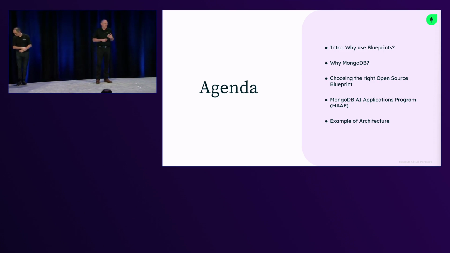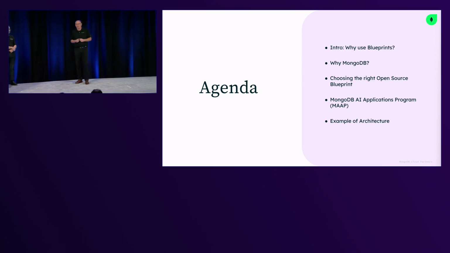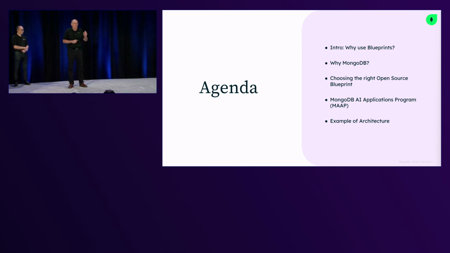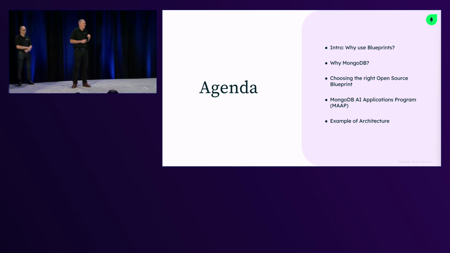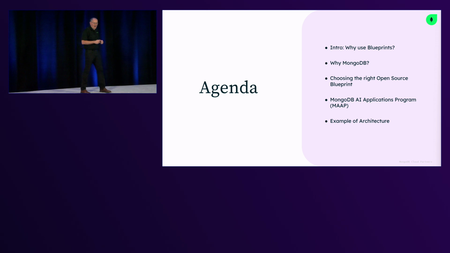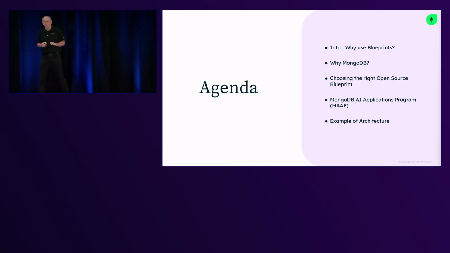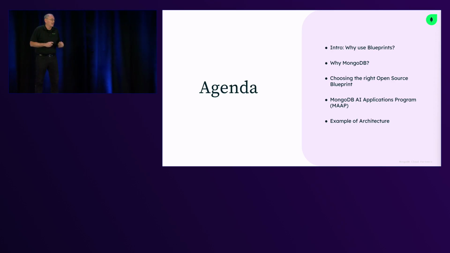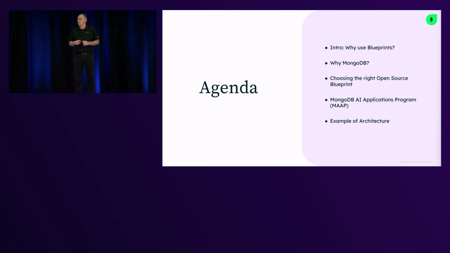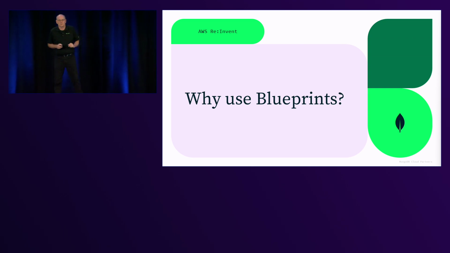So today we're going to talk a little bit again why. The first thing we'll talk to is why blueprints, right? Why do these things make sense for developers? And then a little bit about why MongoDB. That's what I'm going to talk to you about: what is MongoDB doing that's so unique in the AI space that makes it important for you to be aware of us. And then Fred will break down a little bit on choosing the right open source blueprint. Shane and Fred will get into this content, and we'll talk a little bit about an interesting program that we run, the MongoDB AI Application Partners program. And then we're going to get into an example architecture of actually building the system that Fred was just talking about.